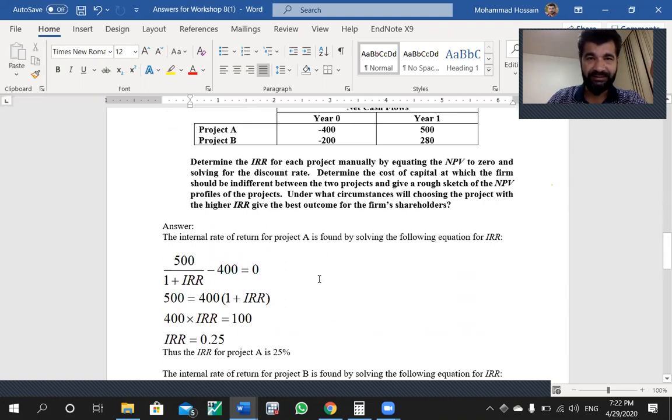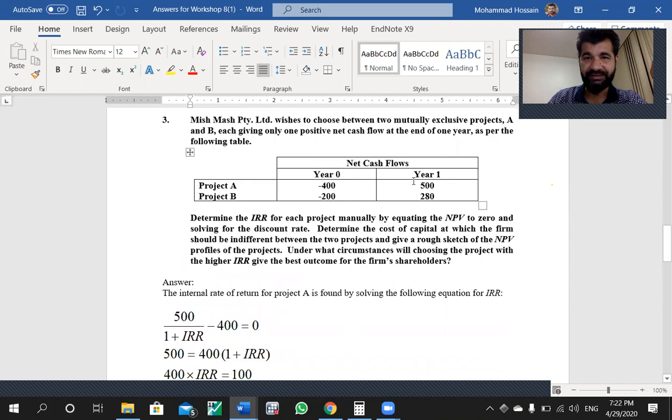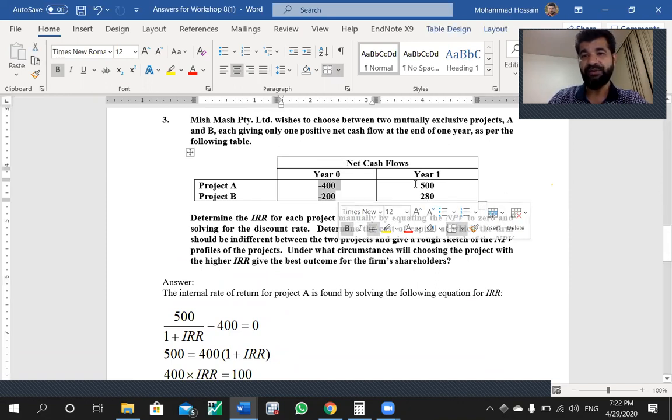So they gave two net cash flows. Project A is year 0 minus 400, project B is minus 200, year 1 is 500 and 280. So it means that the initial investment for project A is 400 and project B is 200. But the money is coming back in 1 year. I think it's a 1 year project only. The money is coming back as 500 and 280.